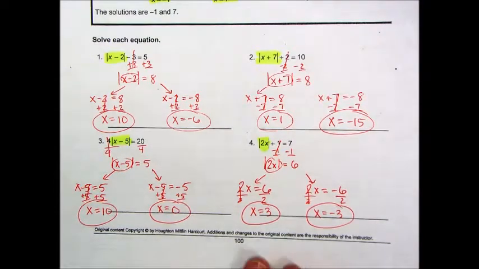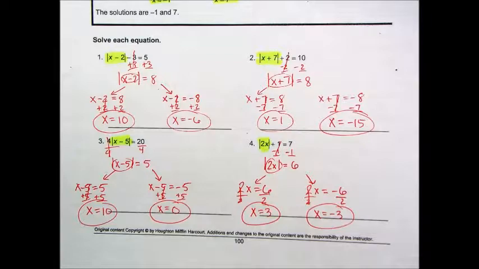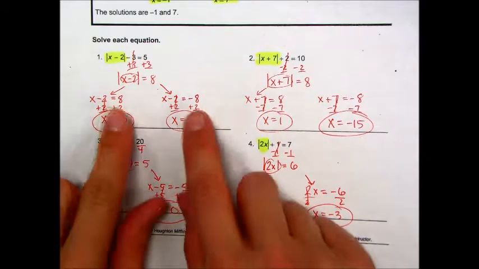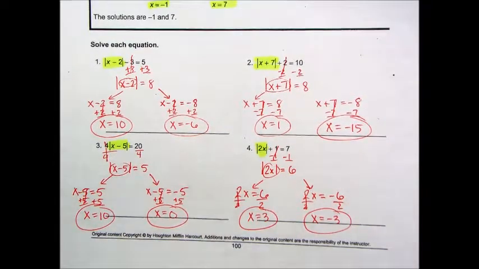X equals negative 3. So the majority of your absolute value equations have 2 solutions, because the part inside the absolute value sign could be a positive value or a negative value. So you have to solve for both cases.